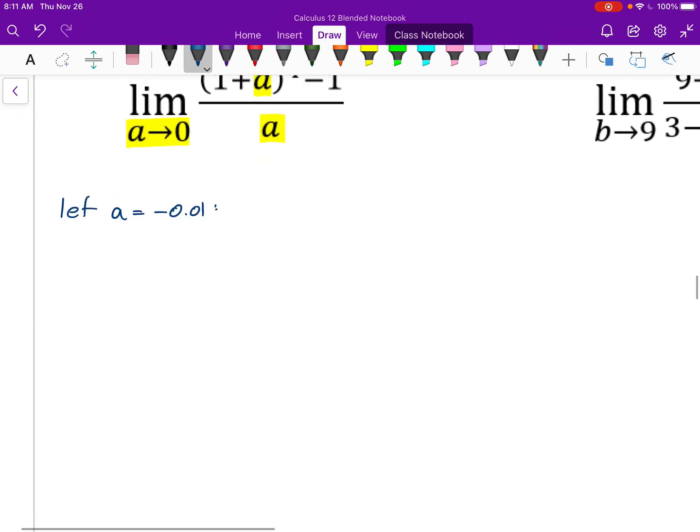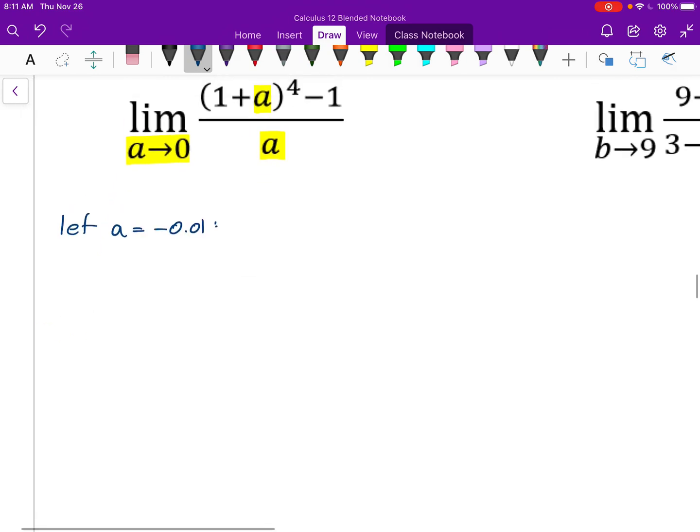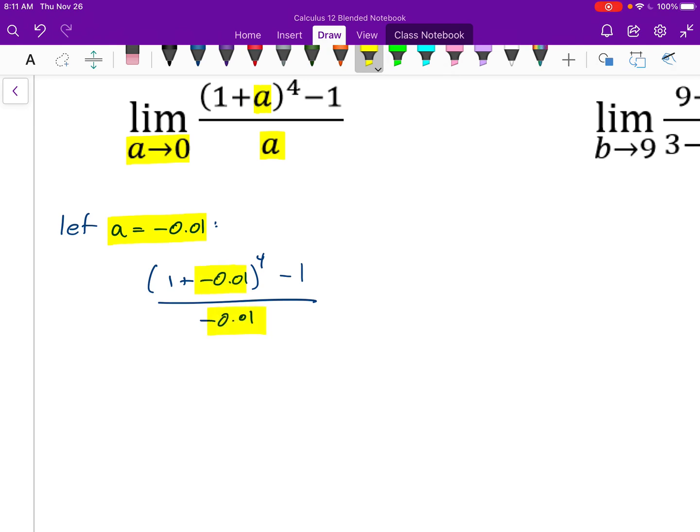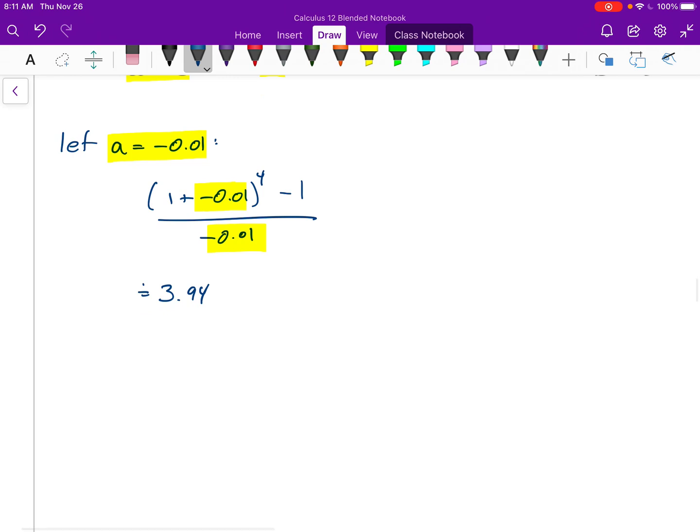So when I let a equal negative 0.01, this expression becomes (1 plus negative 0.01) all to the power 4 take away 1, over negative 0.01. Now we go to my calculator. And I evaluate this, and I get about 3.94. Okay, that's it. This limit is a two-sided limit. It says as a approaches 0, not as a approaches 0 from the left or the right. So I also need to pick a number that's close to 0 but more than it. So how about positive 0.01?